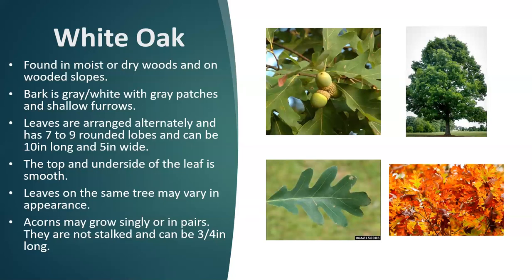Now if you go to the outside of the tree, where you have leaves that are in constant direct sunlight, those leaves are going to typically be smaller and their lobes are going to be much deeper. A lot of times those lobes will go almost all the way past the half point of the leaf. So it's going to have really, really deep lobes.